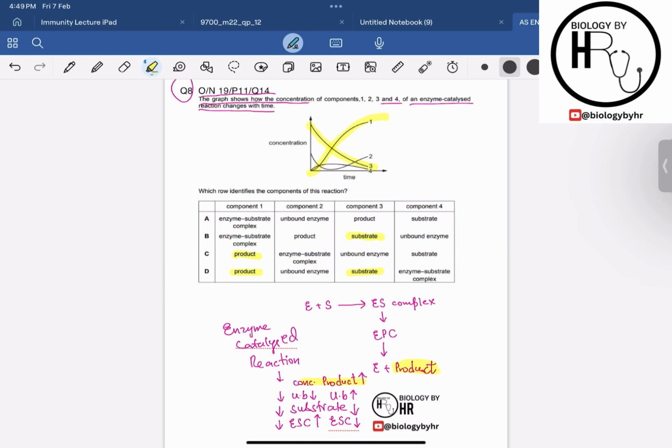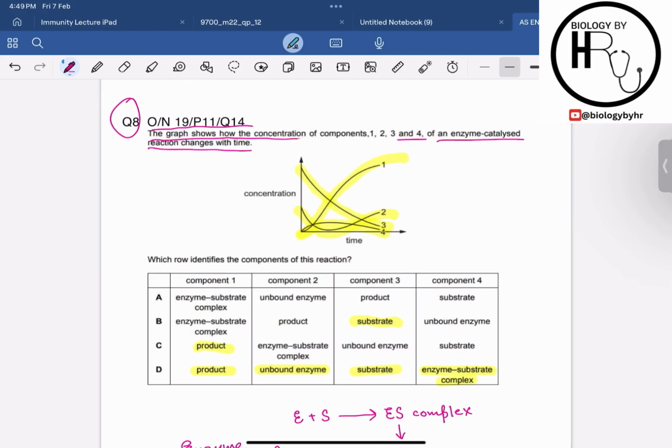And then if I talk about the unbound enzymes, the unbound enzyme will first decrease, right? Because there will be more substrate available, then as the substrate is finished, the unbound enzyme will increase, so hence 2 is the unbound enzyme, and obviously 4 will be the enzyme substrate complexes, which is first increasing and then decreasing. So hence the correct answer for question number 8 over here would be option D. I hope that this MCQ is clear to all of you.